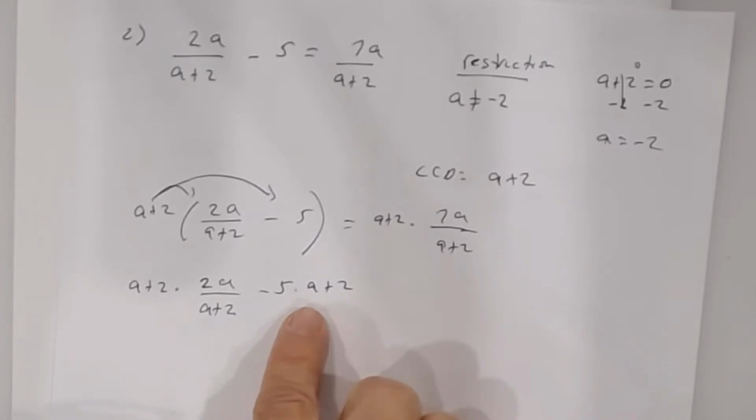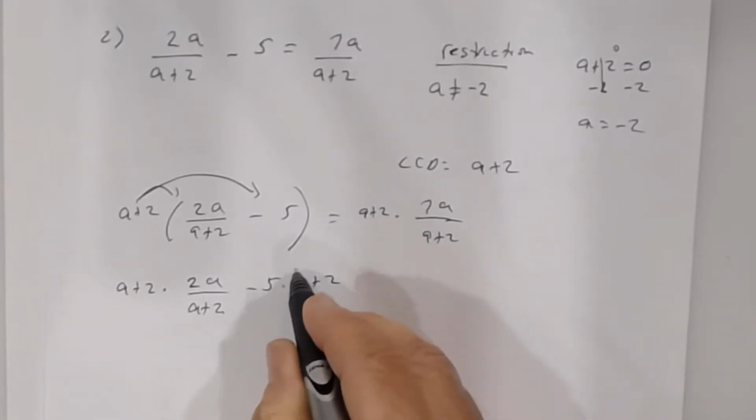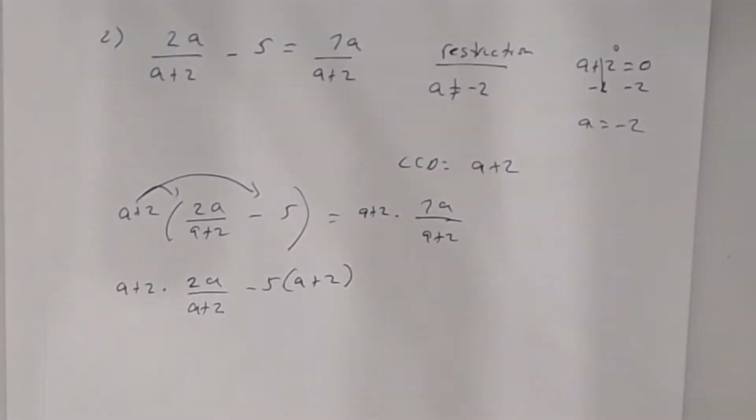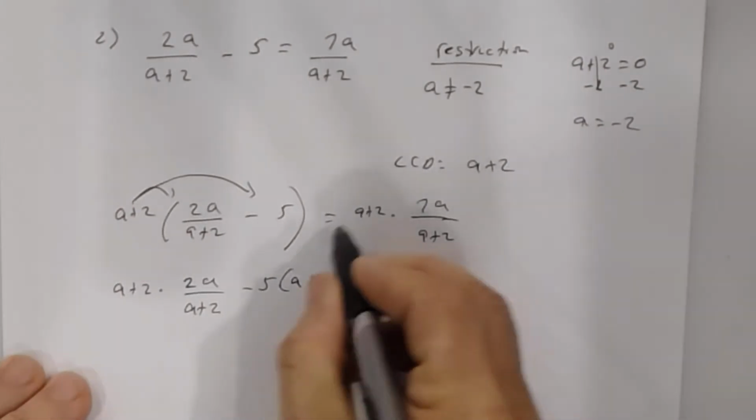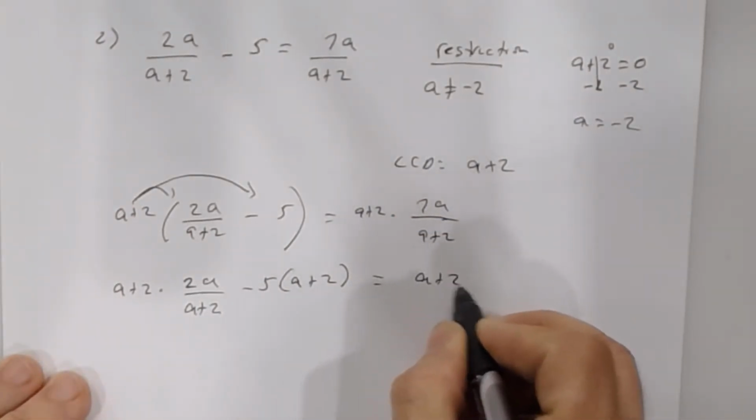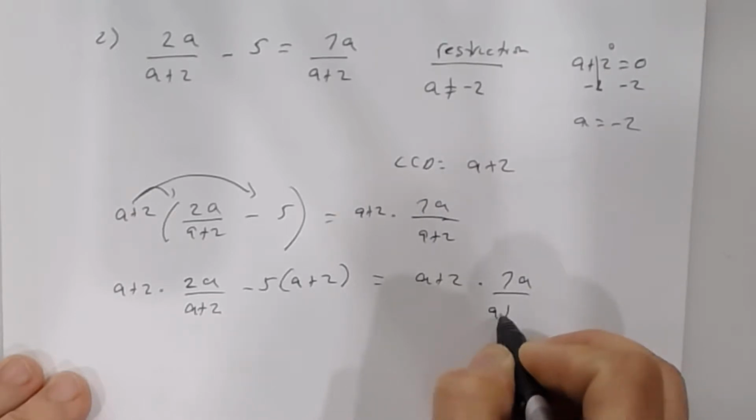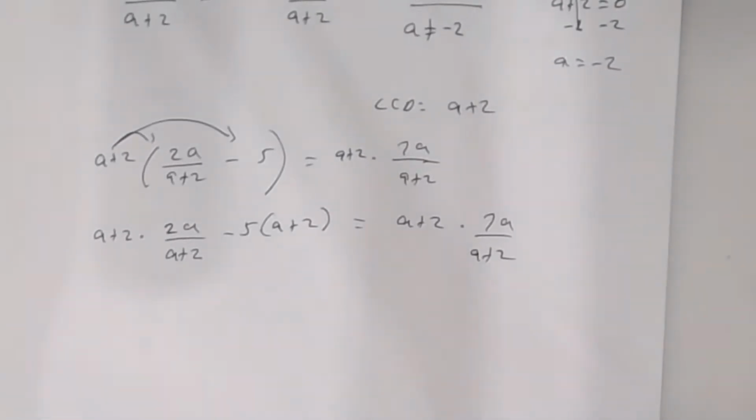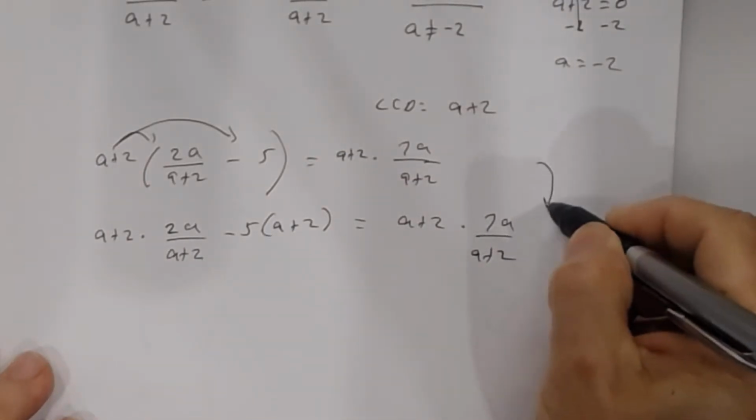Because a and the 2 have to be multiplied by what? 5. See, if you put that in parentheses, a plus 2 is being multiplied by that negative 5. And all I'm going to do is just rewrite this over right here. So all I did at this point was the distributive property. That's all I did, the distributive property.